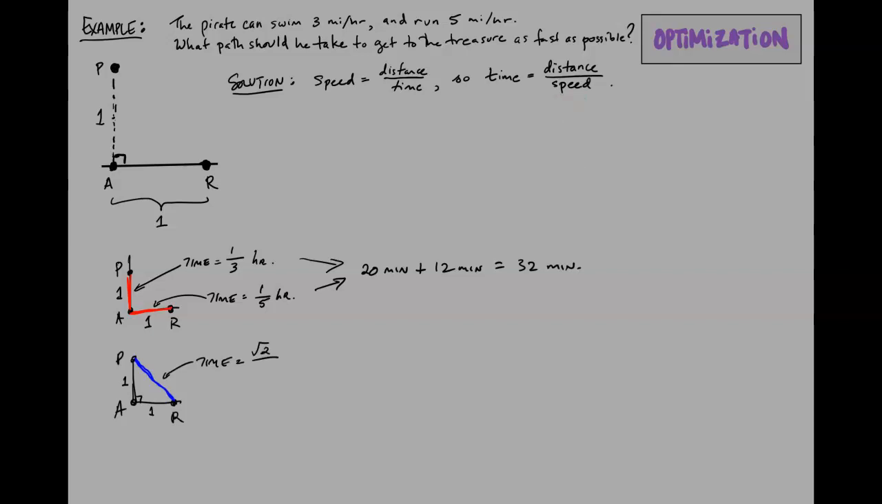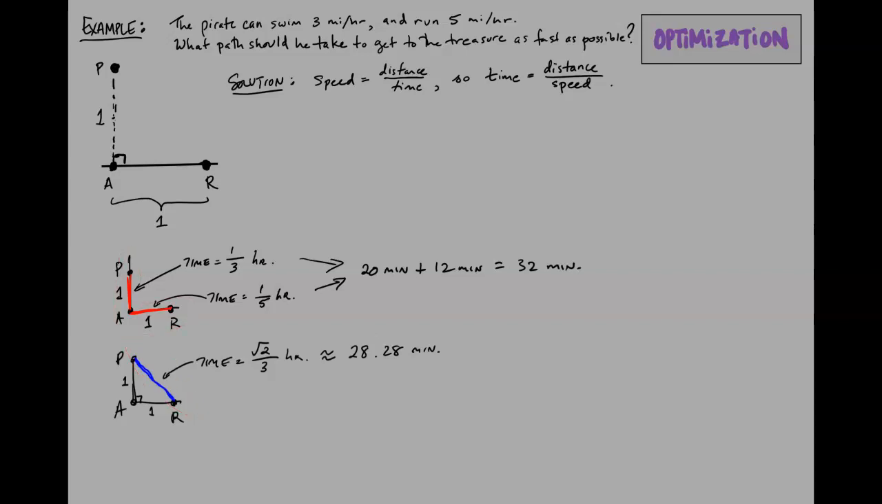And what about his speed? Well, he's swimming the whole way, and he swims at 3 miles an hour. So that would be root 2 over 3 hours. And if you run that through your calculator and do the appropriate conversions, you'll find that's about 28.28 minutes. So a bit more than 28 minutes. That means this path, swimming straight to the treasure, is a bit quicker than this path.